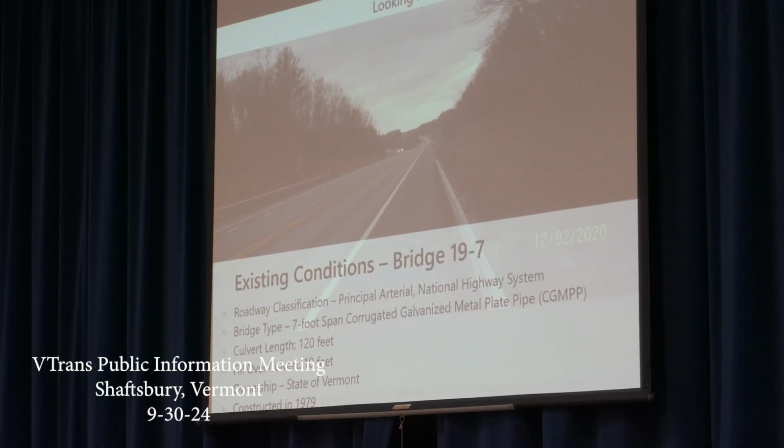So moving along to 19.7, a lot of similarities to 19.5. This is, as Gary mentioned, just south, almost a half mile, a little less than that, south of exit 3. The southbound merge lane, actually, right where you see that car, is right at the limit of this job. Again, on Route 7, principal arterial national highway system. This is a 7-foot corrugated galvanized metal plate pipe arch, a little shorter than 19.5 at 120 feet, and only about 10 feet of fill on top of it. Constructed in 1979.